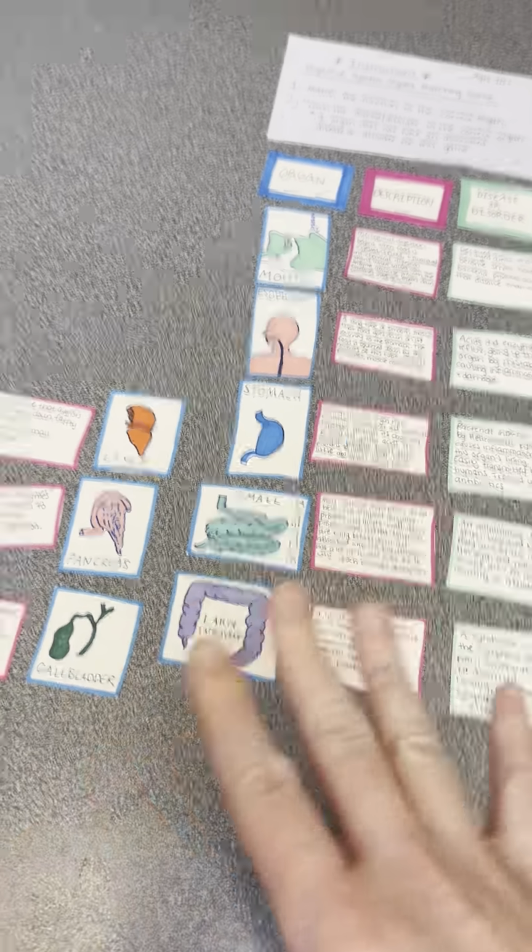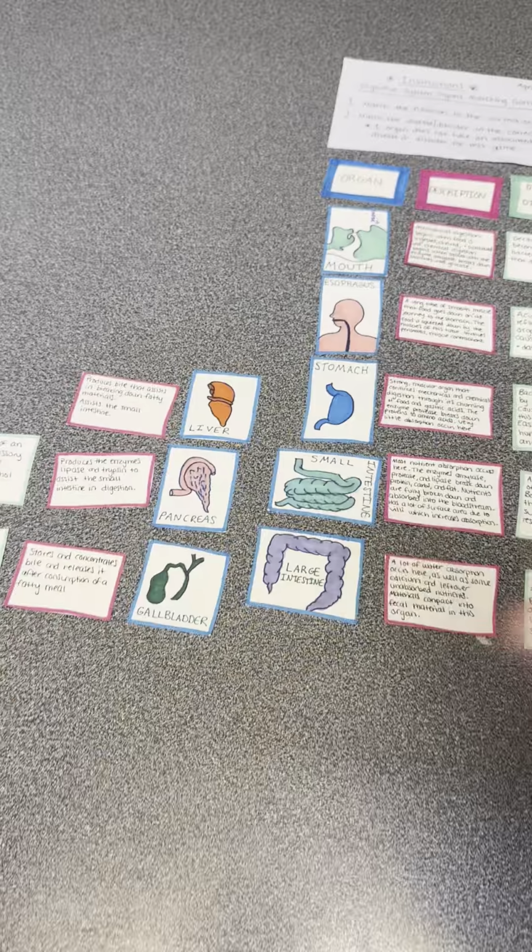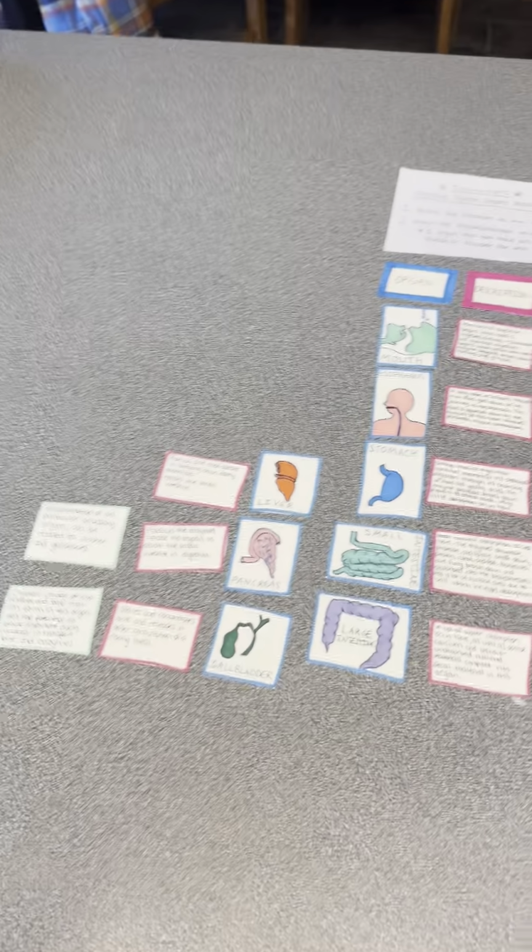So you wouldn't start out with it all organized, you'd start out with them all organized by color, and then you would match them all together. So that is my board game.